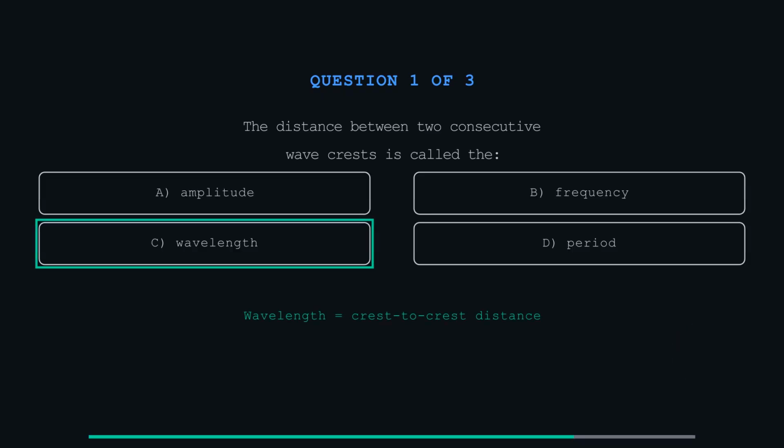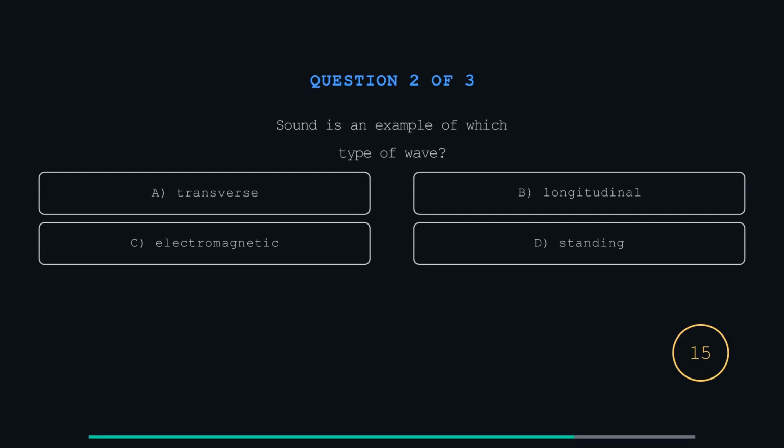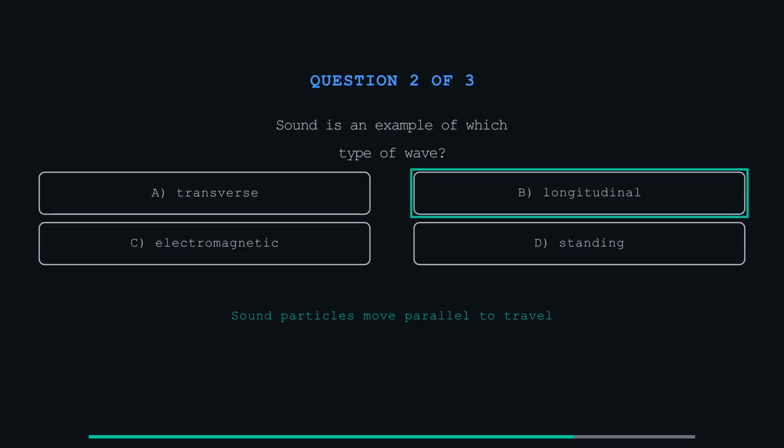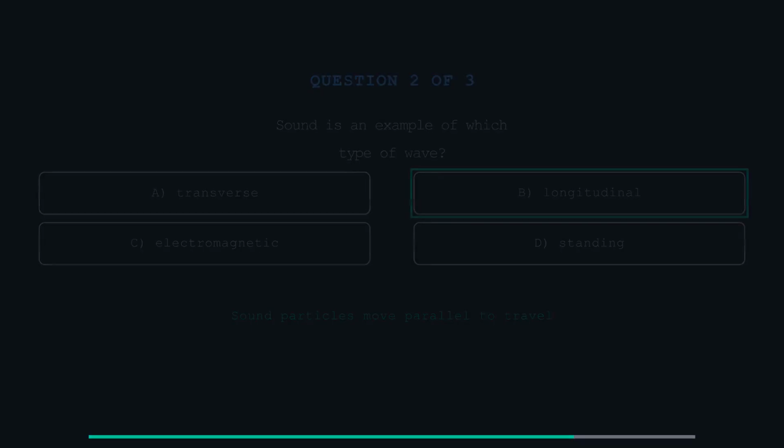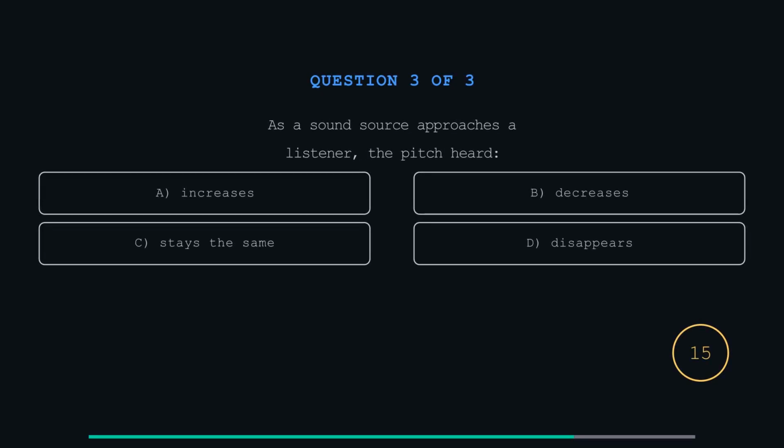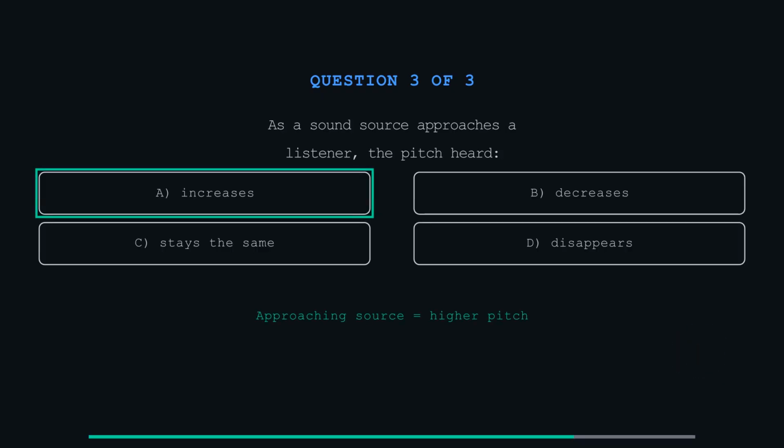The correct answer is C, wavelength equals crest-to-crest distance. Read the question and select your answer. The correct answer is B. Sound particles move parallel to travel. Read the question and select your answer. The correct answer is A. Approaching source equals higher pitch.